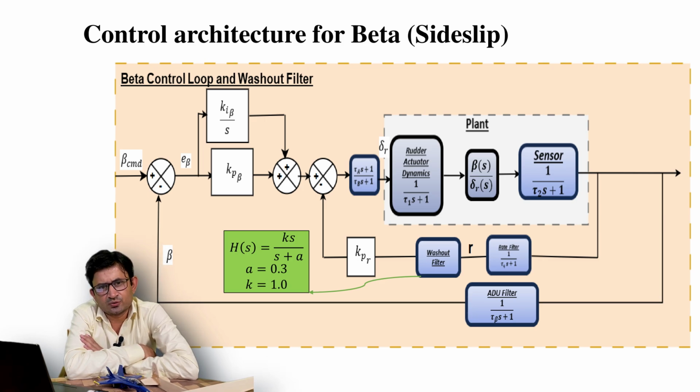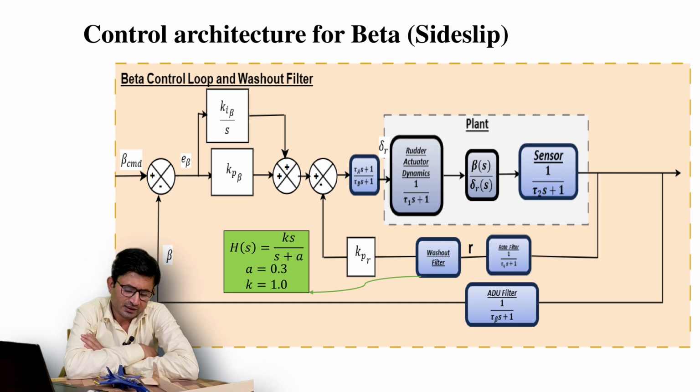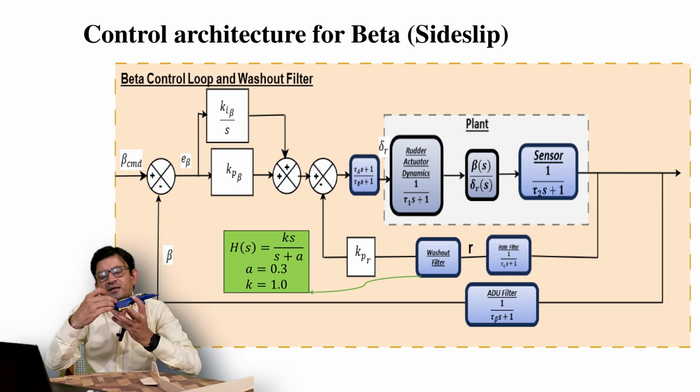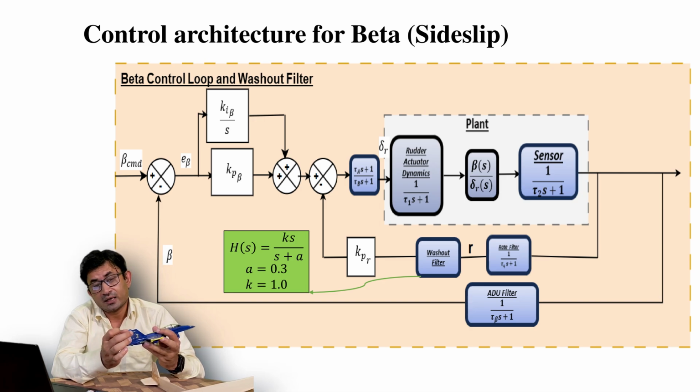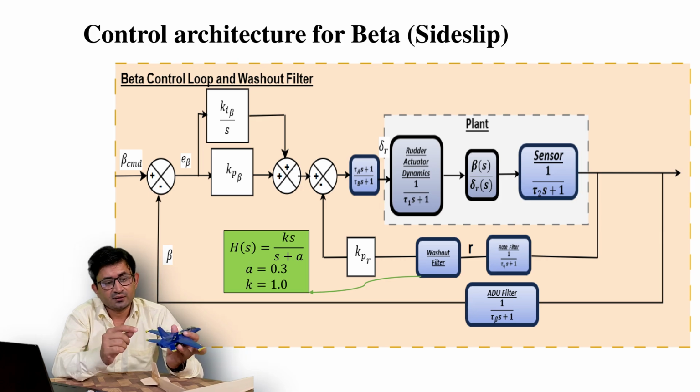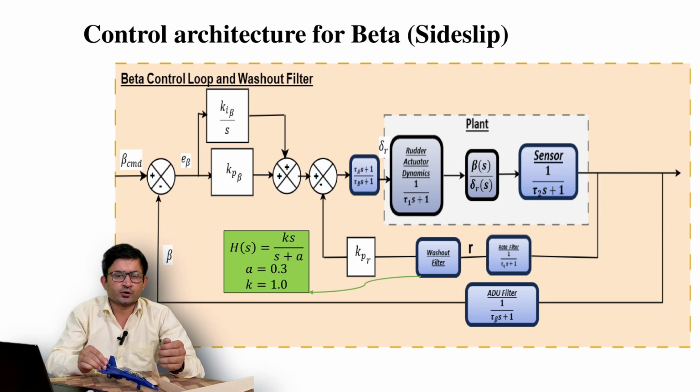Why is this washout filter needed, where is it placed, and is there any aircraft which is using this kind of filter? The answer is yes. You might be familiar with the Boeing 737 and other series. Let's see the rudder part. In the rudder part there is a vertical tail, and the control surface associated with the vertical tail is called the rudder. You can split the rudder into 2-3 parts.